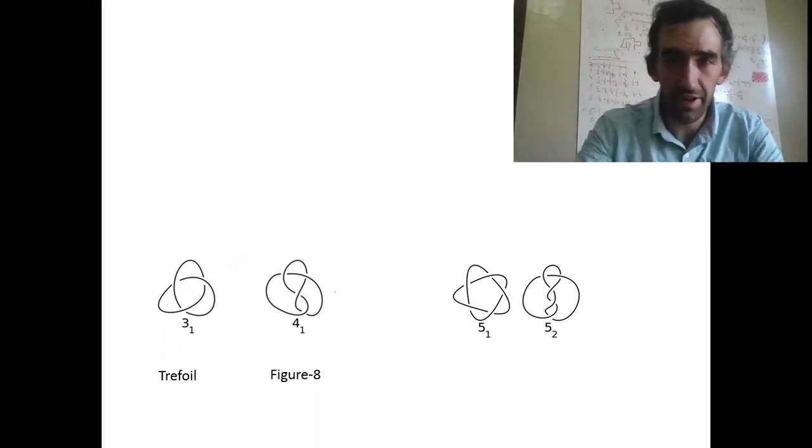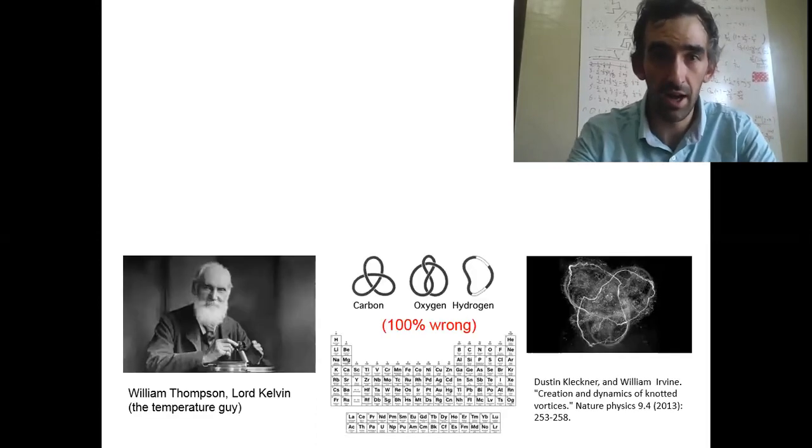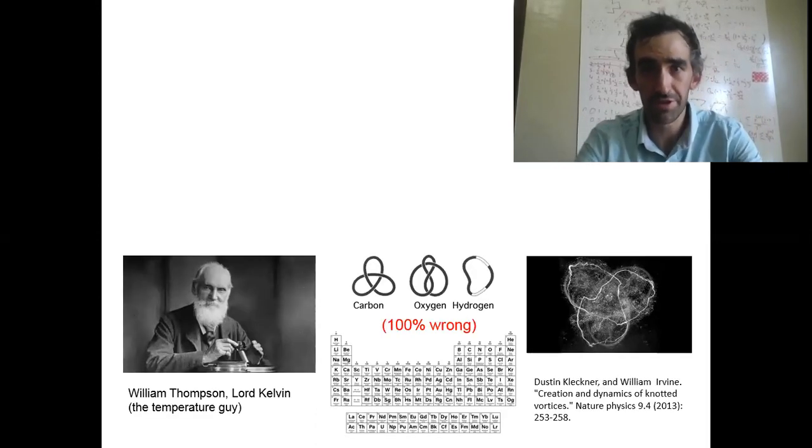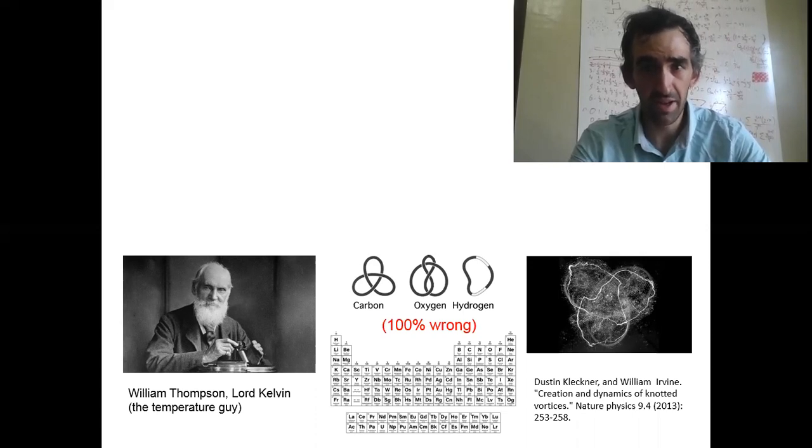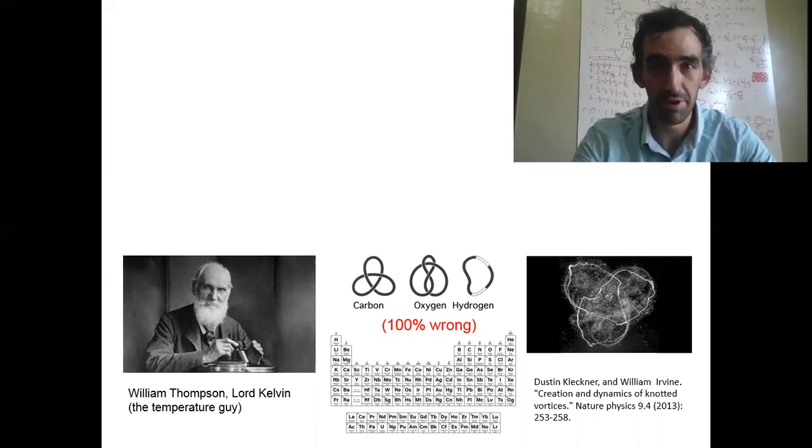So the history of knot tabulation, which is a thing, goes back to Lord Kelvin, who the temperature scale is named after. And he had this somewhat crazy idea that different types of atoms are actually different types of knotted vortex loops in the ether tied into different knots. This was totally wrong, but it led to the tabulation of different knot types at the same time as different element types were being tabulated. Incidentally, the creation of knotted vortex loops was actually achieved in 2013 by Kleckner and Irvine, which is pretty cool.